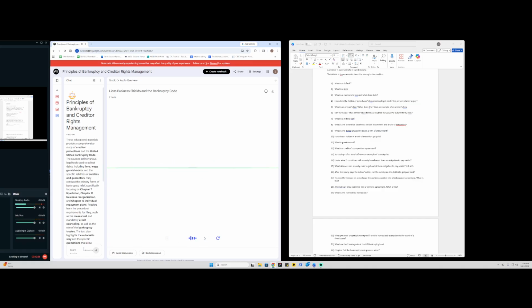So a judicial lien is a lien on debt that's owed, and the artisan's and mechanic's lien is a lien on services provided that weren't paid.